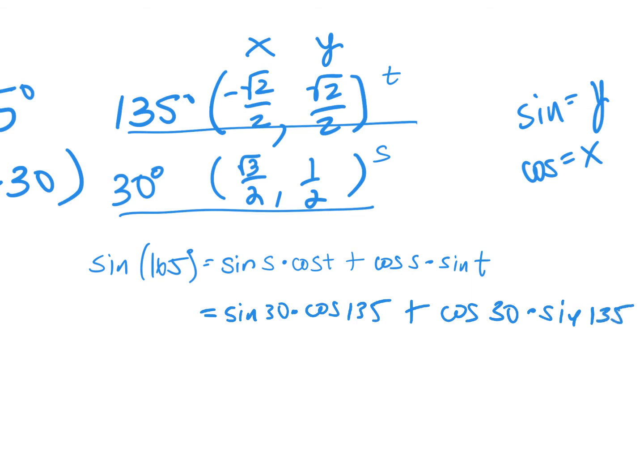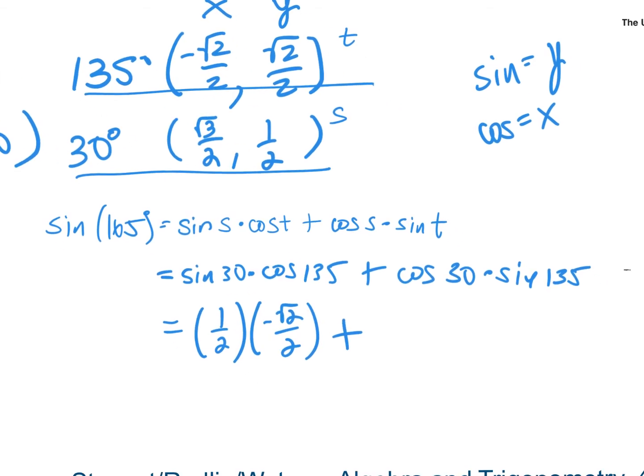What is the Y value in the ordered pair for 30 degrees? What's the Y value? 1/2. What is the cosine value? What's the X value of 135? Negative square root of 2 over 2. Plus, what is the cosine? What's the X value for 30? Square root of 3 over 2. And then what is the Y value or the sine of 135? Square root of 2 over 2.